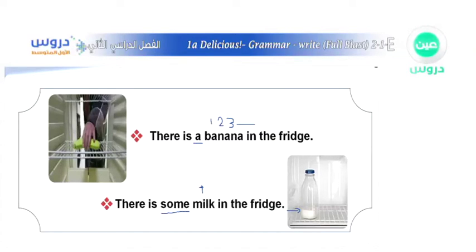Because it's not countable. I'm going to count it with the word cup. A cup of coffee, a cup of tea. Like this one, I'm going to say a bottle of milk. Milk, a bottle of milk. Can you see the difference? Milk is not countable, but a bottle is countable. So that's why I'm going to use it that way.